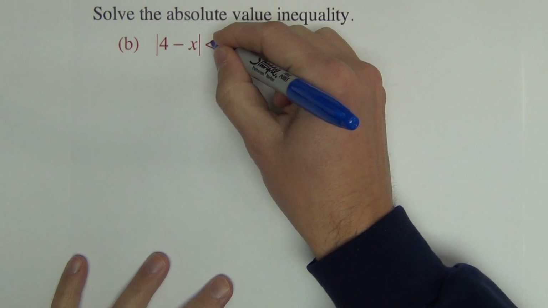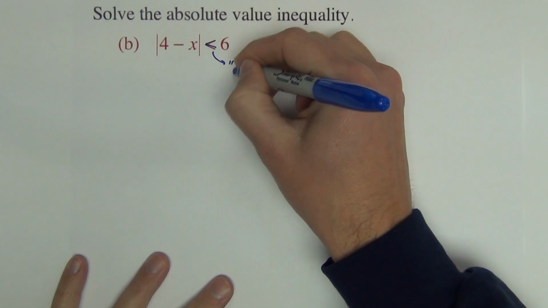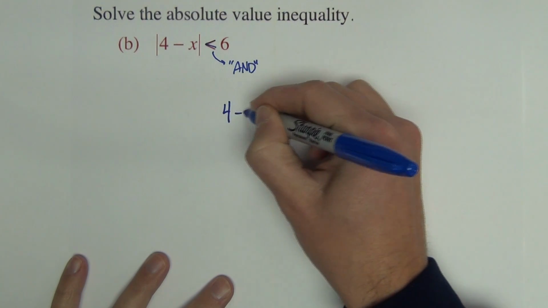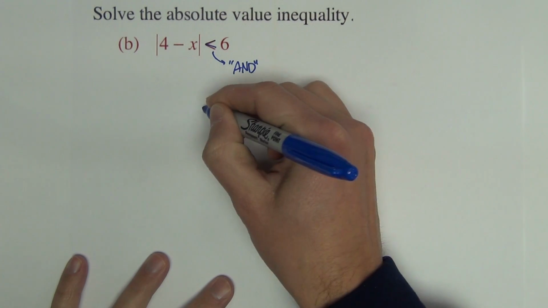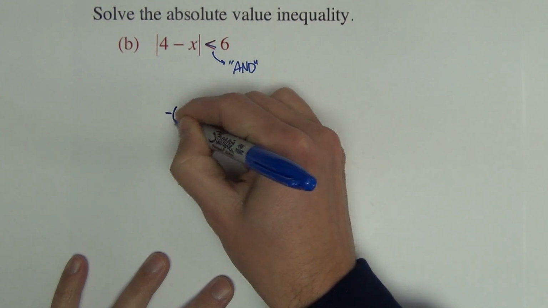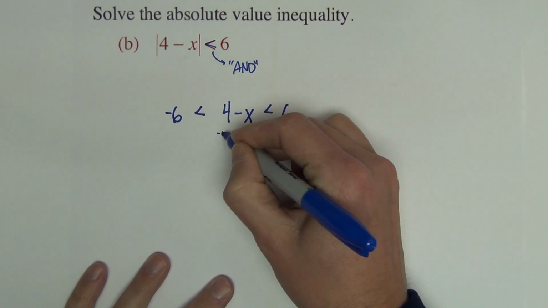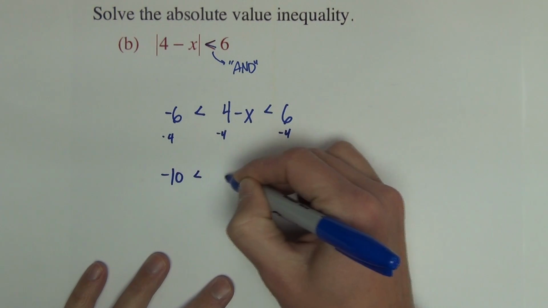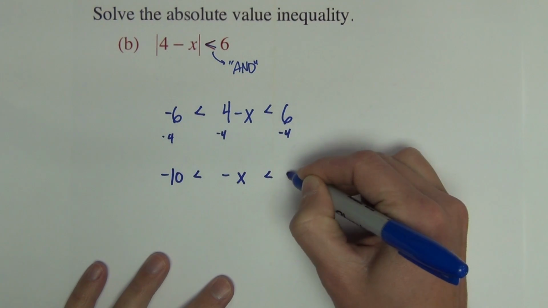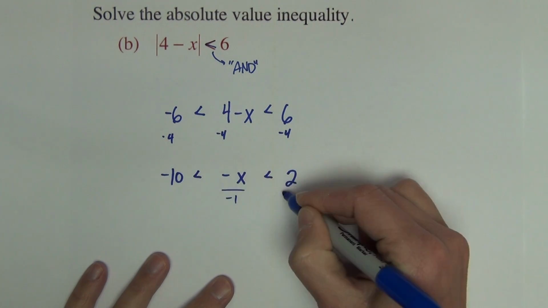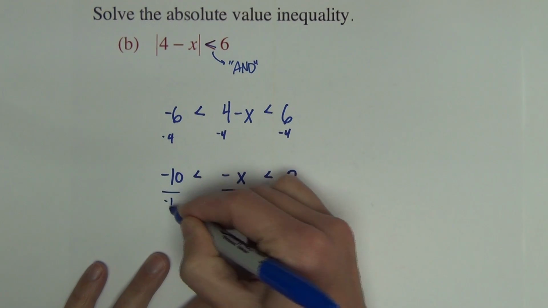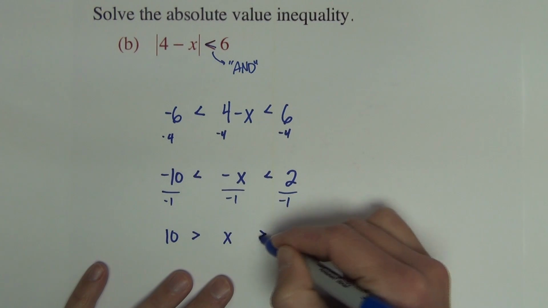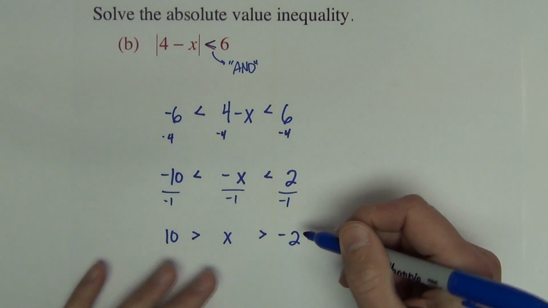It is a less than. So again, the less than is the and statement. So that's the single compound inequality. So 4 minus x is less than 6 and greater than negative 6. I'm going to subtract 4 off the middle. Give me negative 10 is less than negative x, which is less than 2. And I have to divide by negative 1. Give me positive 10, that flips the inequality greater than x, flips the inequality greater than negative 2.